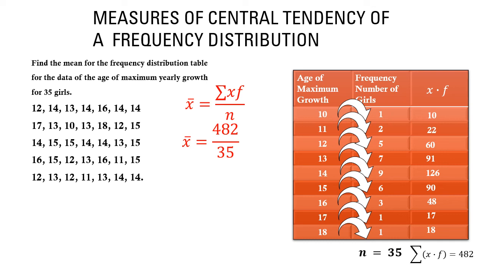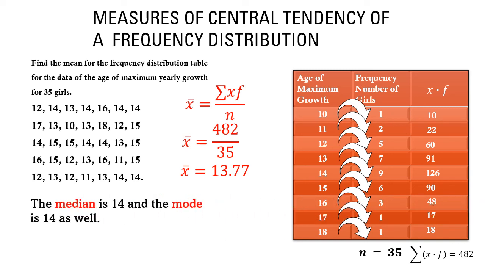Here we get a non-terminating decimal, so we're going to round it to 2 decimal places. Therefore, the mean is 13.77. Now, the mode is 14 because it has the highest frequency. For the median, we have 35 values, so we're going to take the middle number, which in our case here is also 14. The mid-range is 18 plus 10 over 2, that's 14 as well.